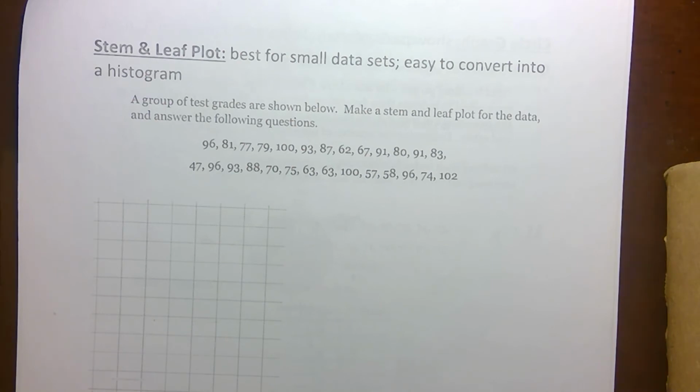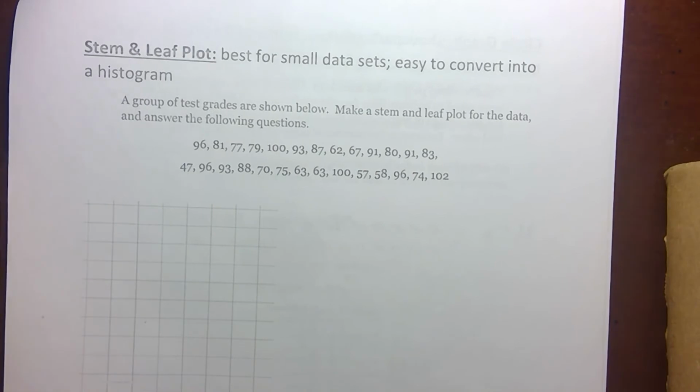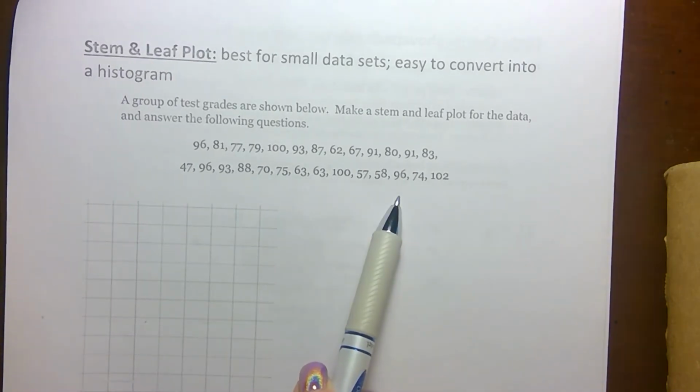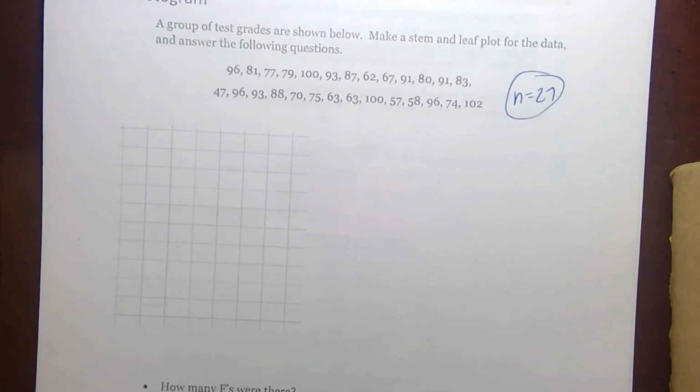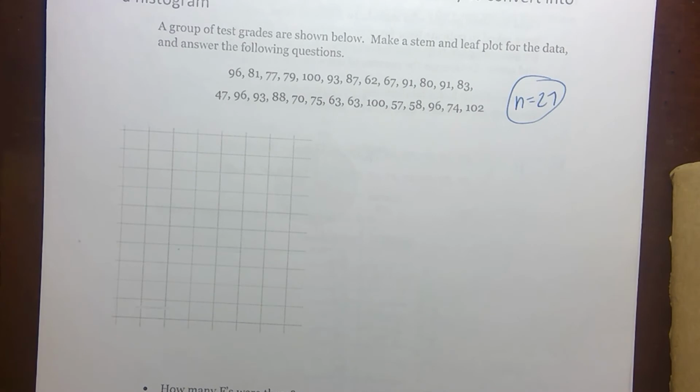First things first, count how many grades you are given. When we count up our data points, we discover that we've been given 27 grades. So we will have 27 grades represented on our stem and leaf plot. Now look at your grades, see what the lowest grade is and what the highest grade is. We are going to use the ones digits as our leaves and the tens digits as our stem. So the stem is going to be the tens digit and the leaf is going to be the ones digit.